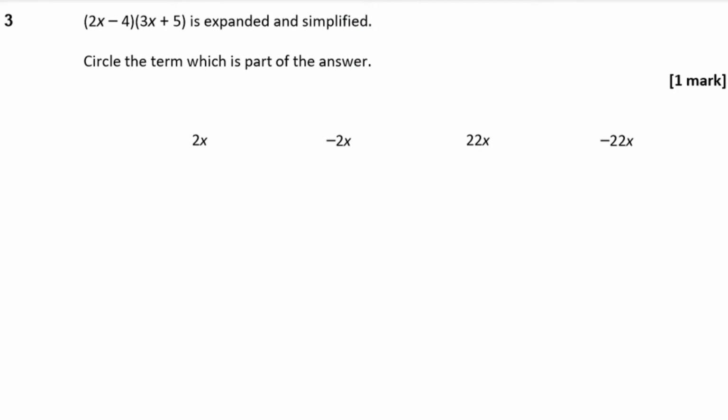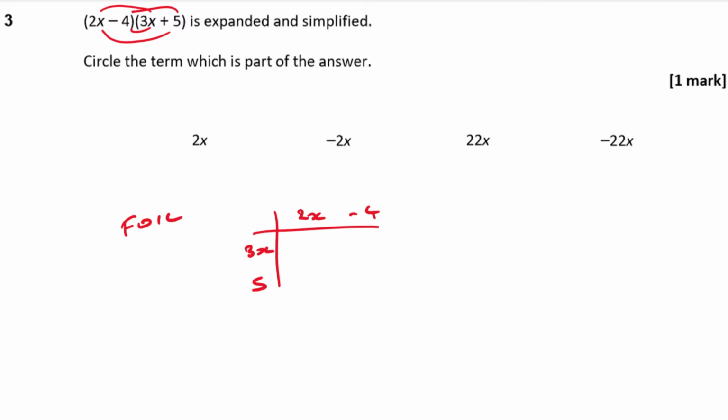Question 3. 2x minus 4 times 3x plus 5 is expanded and simplified. Circle the term which is part of the answer. Well, when we do double brackets like this, I just remember it as 2 eyebrows, a nose and a mouth. Some people remember it as FOIL: first, outside, inside, last. Some people even do it as a grid, so 2x minus 4 and 3x plus 5.